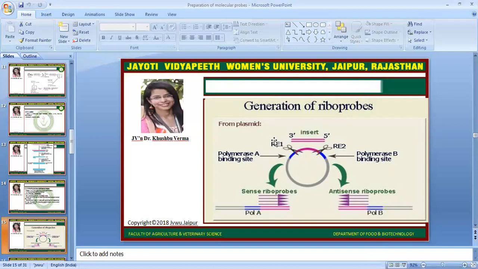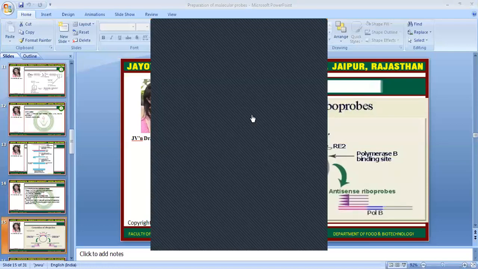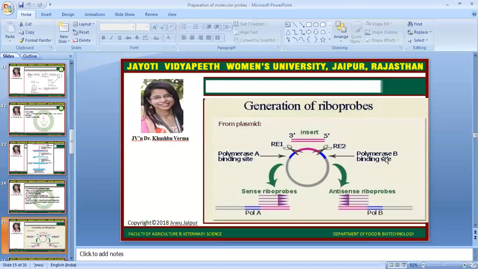This is restriction enzyme 1. Second, it will cut from here. RNA polymerase binding site. These are the sense riboprobes. These are the antisense riboprobes.